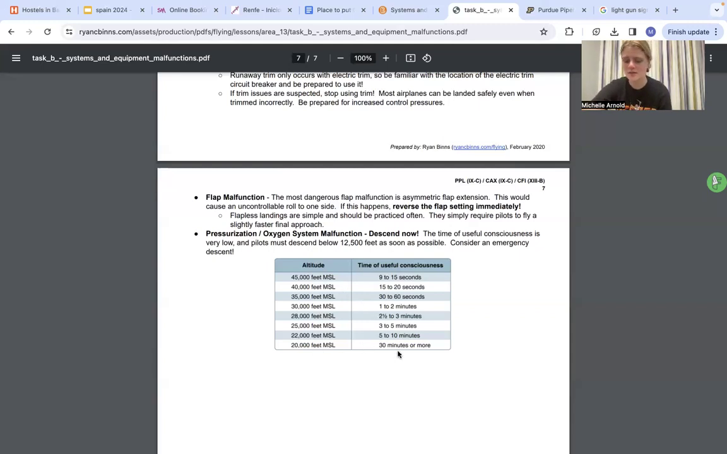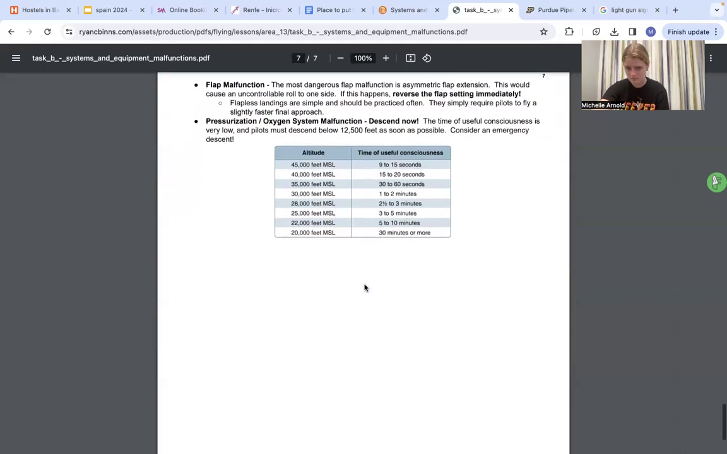So at 20,000 feet, you have 30 minutes. So you're doing okay. But then at 22,000 feet, you only have 5 to 10 minutes. And once you double that at 45,000 feet, you have 9 to 15 seconds. So that's really not a lot of time to troubleshoot.